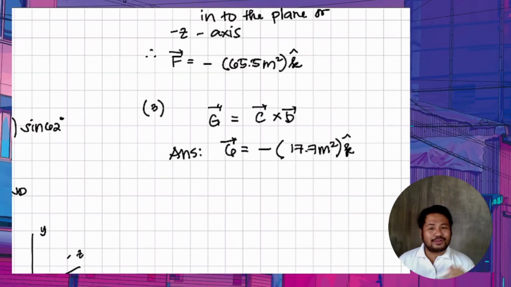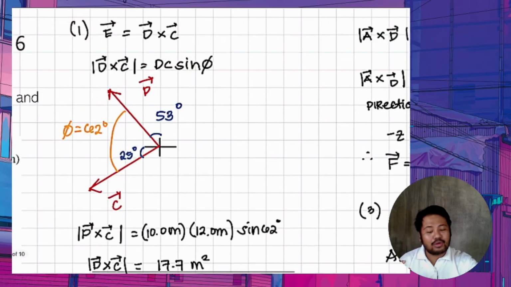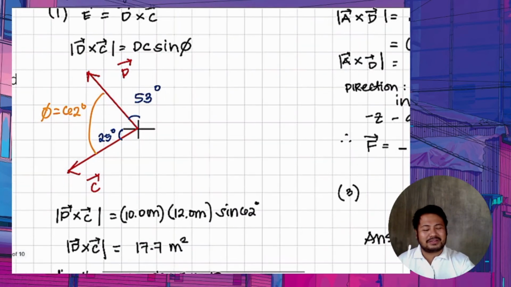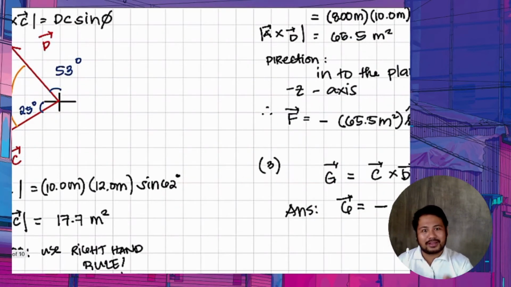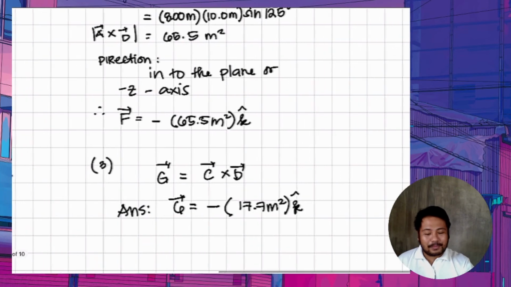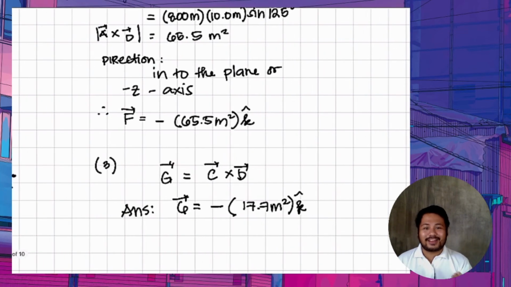I want you to solve for this one and use the right hand rule in determining the direction. And you compare it with the first one, that's with the first one here, d cross c. Make some comparison as to why the magnitude is like that, or why the direction is different, or in the opposite direction. So you compare and then you analyze why it is that way.